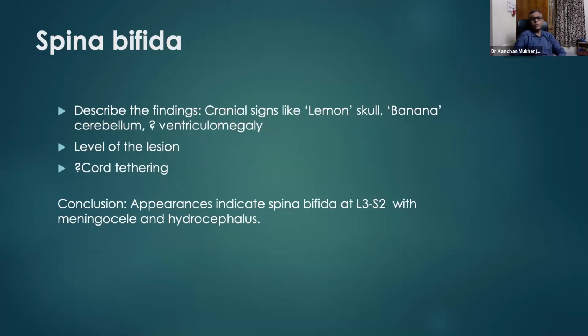Suppose you are dealing with a case of spina bifida, where you describe the findings. Do you see cranial changes like lemon signs, lemon skull, banana cerebellum, or do you see ventriculomegaly? And then you mention the level of the lesion, whether there was meningocele or other contents. Was there any cord tethering? Because that indicates prognosis. And then at the end, and hydrocephalus. So try and guide them with the prognosis as well.